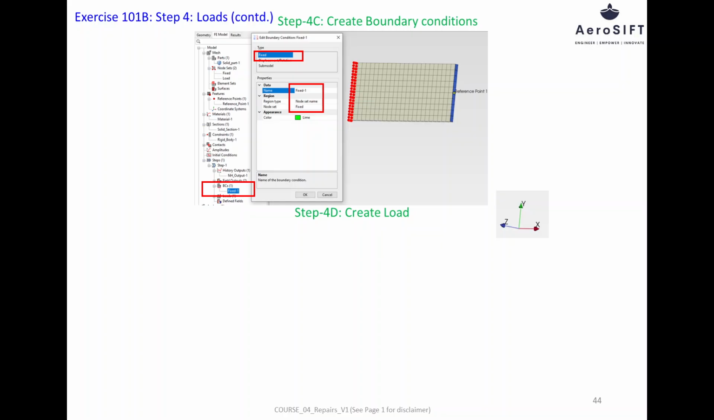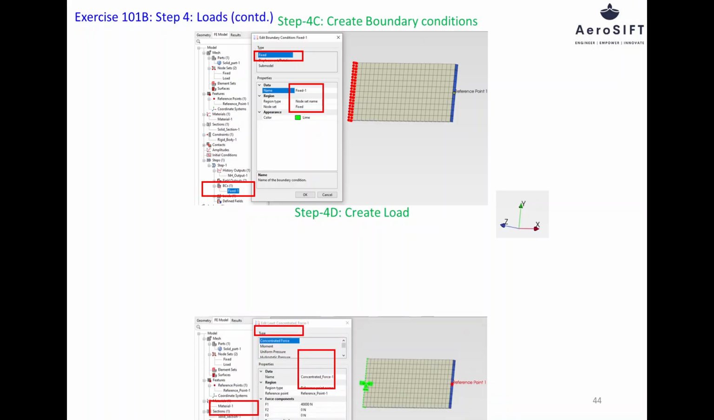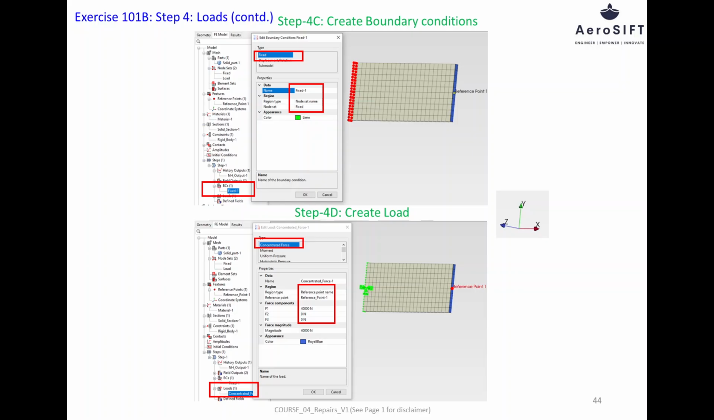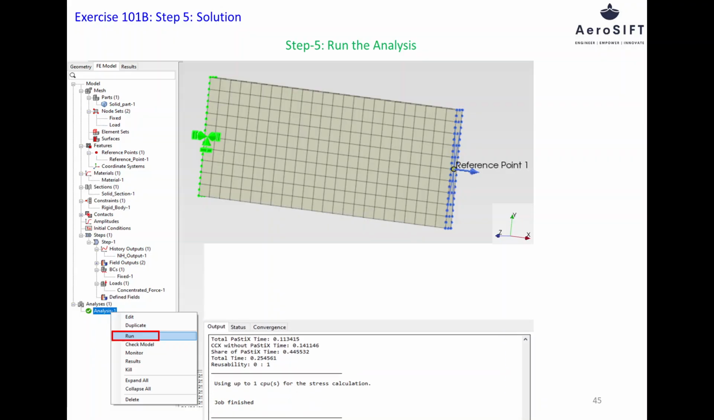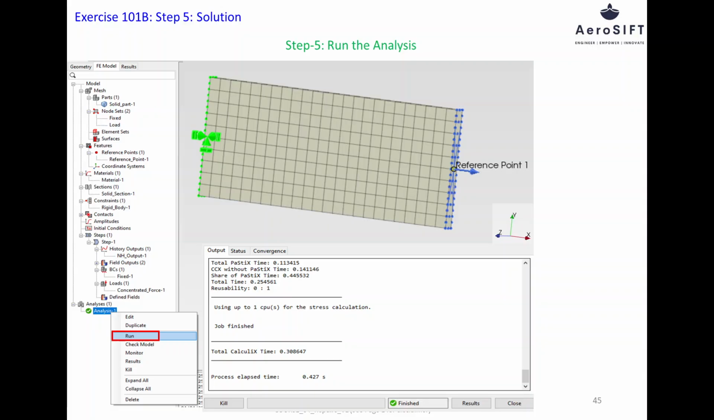A fixed boundary condition is applied to the node set named Fixed to restrain all degrees of freedom at the clamped edge. Then a concentrated force of 40,000 newtons is applied in the x direction via the previously defined reference point 1, which is linked to the opposite face using a rigid body constraint. Once all setup steps are complete, the analysis is ready to run. Right-click on the analysis item, here named Analysis 1, and select Run. Upon completion, you'll see a status window showing details like the total time taken and convergence status. Click on Results to proceed to post-processing and visualize displacement, stress, and other output data.